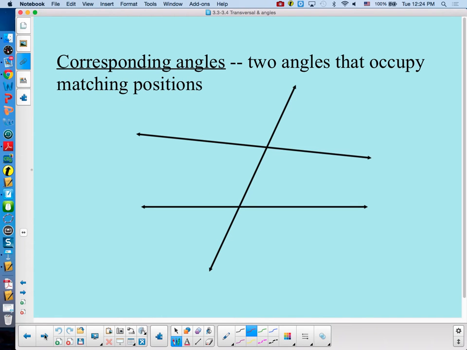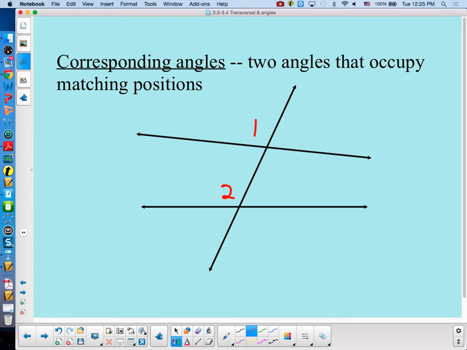Okay, corresponding angles is what the pair is when it's two angles that occupy matching positions. Now, not matching as far as flipping it over, not that kind, but matching as in, if I put a 1 here, that is above the line and to the left. So here, if I go above the line and to the left, that would be a corresponding angle. So matching, that's what I mean, like in the same position related to the lines.